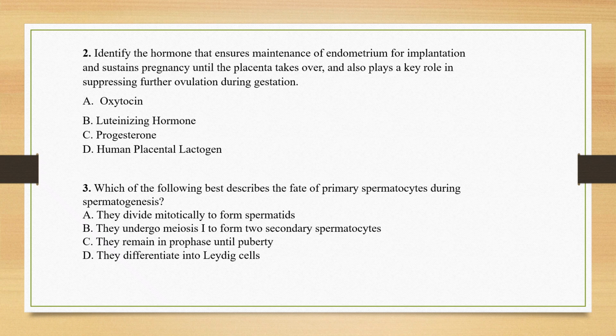Which of the following best describes the fate of primary spermatocytes during spermatogenesis? Right answer is option B. They undergo meiosis 1 to form two secondary spermatocytes. So the primary spermatocytes undergo meiosis 1, forming two secondary spermatocytes. Then meiosis 2 happens, leading to formation of 4 spermatids.